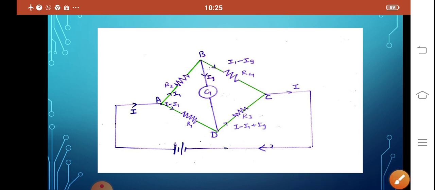The galvanometer is G and it has resistance capital G. Its resistance is represented with G. This Ig current will reach point D, and from point A, I minus I1 current will reach. So the currents will add, and I minus I1 plus Ig will go in R3. At point C, two currents will come, one from B and one from D. If you add the currents, I1 minus Ig plus I minus I1 plus Ig, you will get only I.